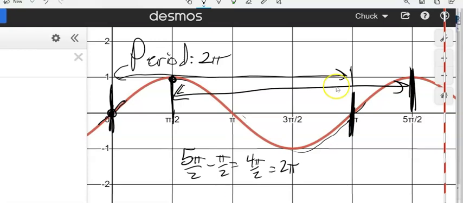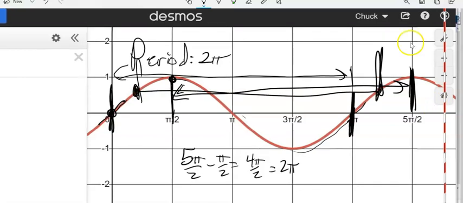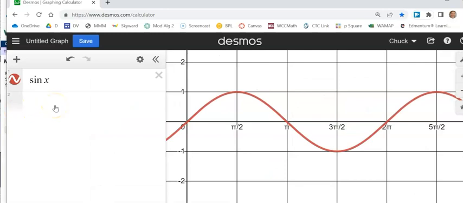So the period is just how long it takes to repeat itself. You can measure it from any point along. You could do it from here to here. It's just how long to start repeating itself. So here's what I want you to notice.